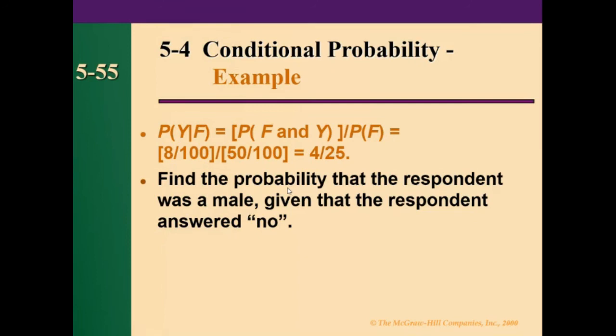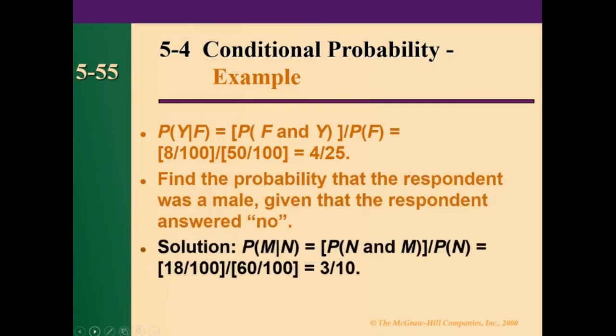Find the probability that the respondent was a male given that the respondent answered no. So, male and said no: the probability of N and M is 18 over 100. Then N is 60 over 100. The 100 cancels, becoming 18 over 60, okay? Dividing both by 6, it becomes 3 over 10. So that is its lowest term.